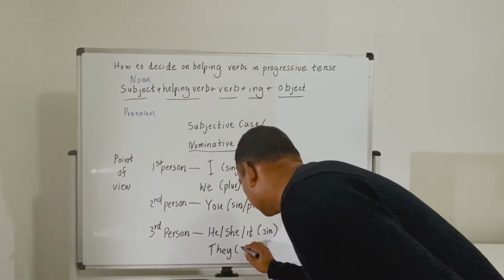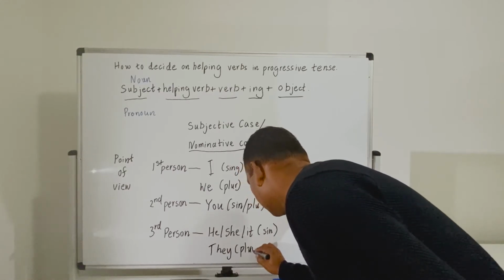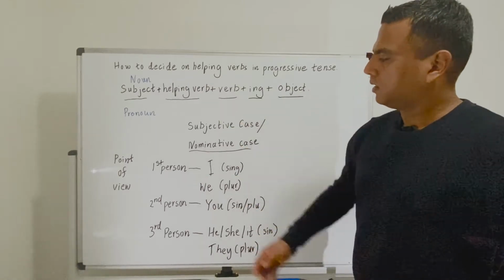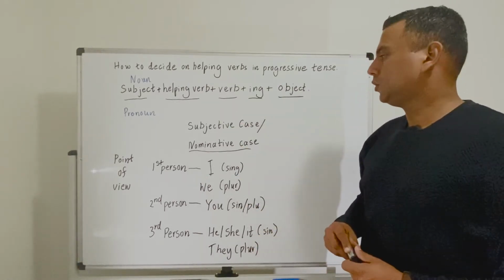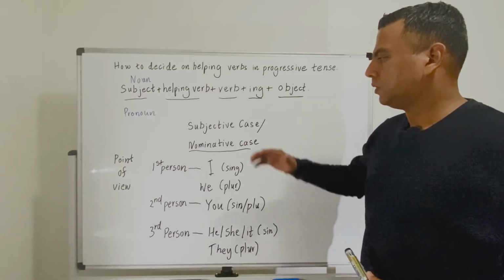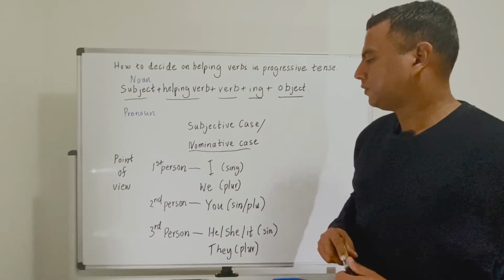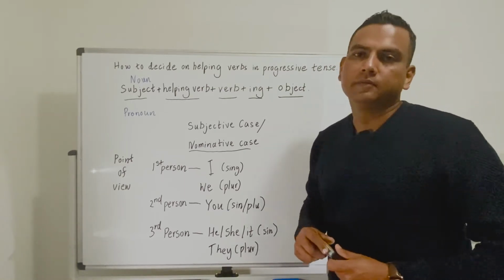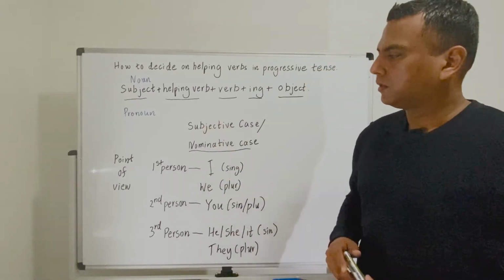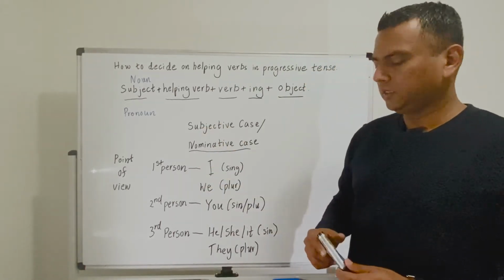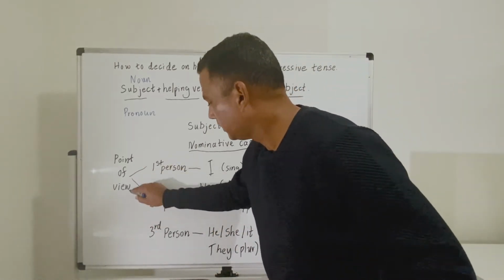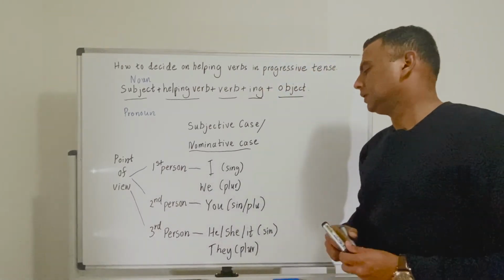They is again plural. Okay, so these are the pronouns that you can use as a subject of a sentence which fall under the category of subjective cases. Okay, so the angle that you're using to look at these is called the point of view. Your point of view, first person, second person and third person.